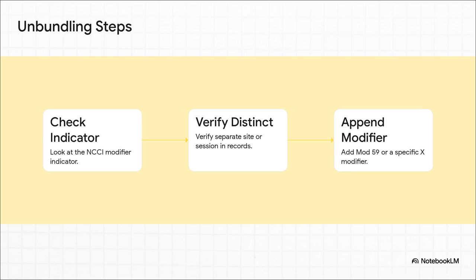When you are under the gun during the exam, rely on this 3-step survival guide. Step 1, check that indicator. Step 2, dig into the medical record to confirm we're dealing with a distinct anatomical site or a totally separate session. And Step 3, append modifier 59 or ideally a more specific X modifier to that column 2 code.